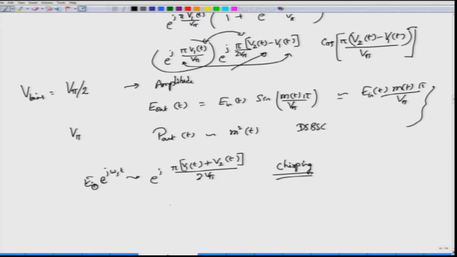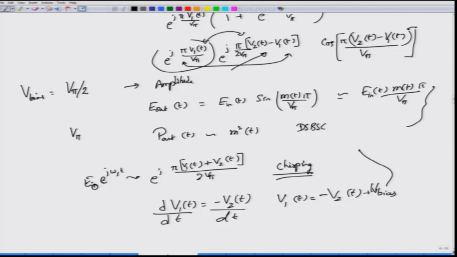Okay. To avoid chirping, you have to operate the modulator in its push pull configuration, that is, you have to operate with dV1 of t by dt equal to minus dV2 of t by dt, or V1 of t equal to minus V2 of t plus some bias voltage. So, this is where the bias voltage and the different operating conditions come in. Okay. This is called the push pull configuration. So, this is what I wanted to talk about regarding optical modulator structures. We have talked about phase and amplitude modulator structures. Thank you.